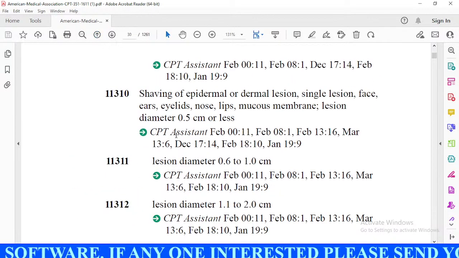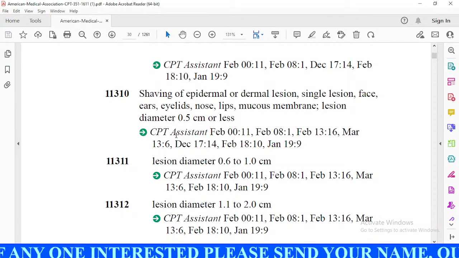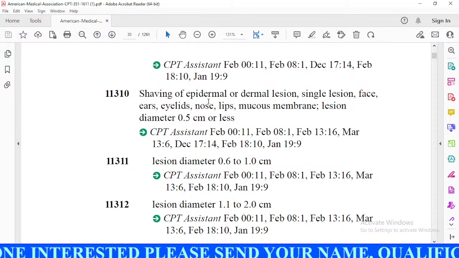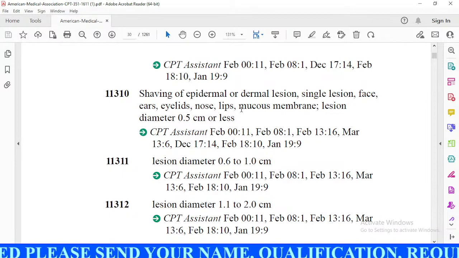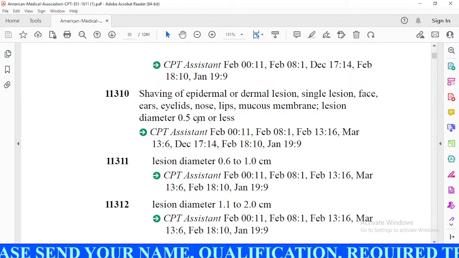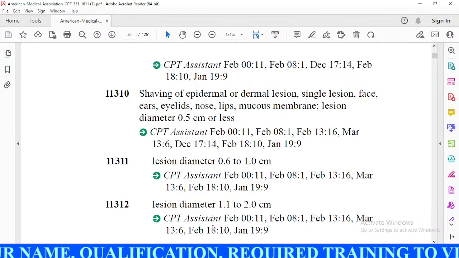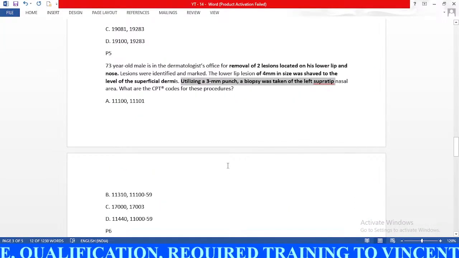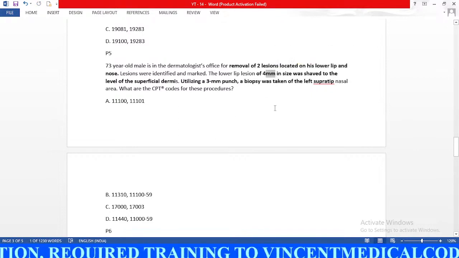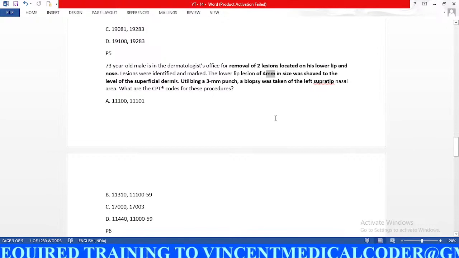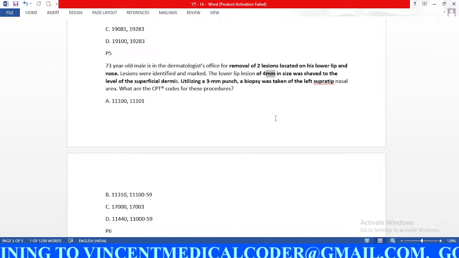If you see 11310, we are coding this for a lip lesion of 4 millimeter size, shaved to the level of the superficial dermis. See here, shaving of epidermal or dermal lesion, single lesion, face, ears, eyelids, nose, lips, mucous membranes, lesion diameter 0.5 centimeters or less. You need to remember that shaving codes are in centimeters in CPT, and here they have provided millimeters. So you need to check whether the question has millimeters or centimeters.